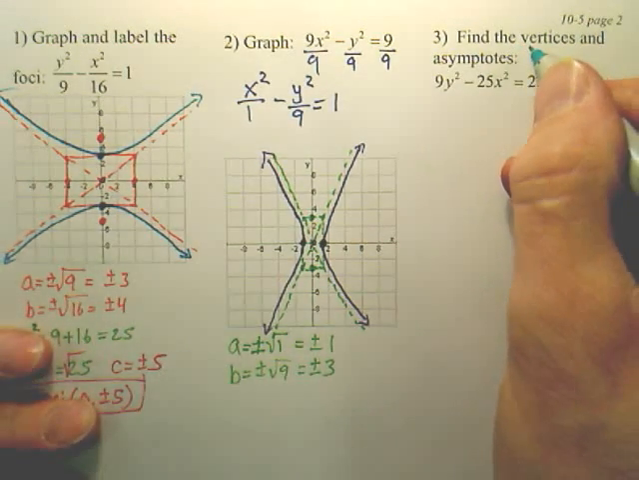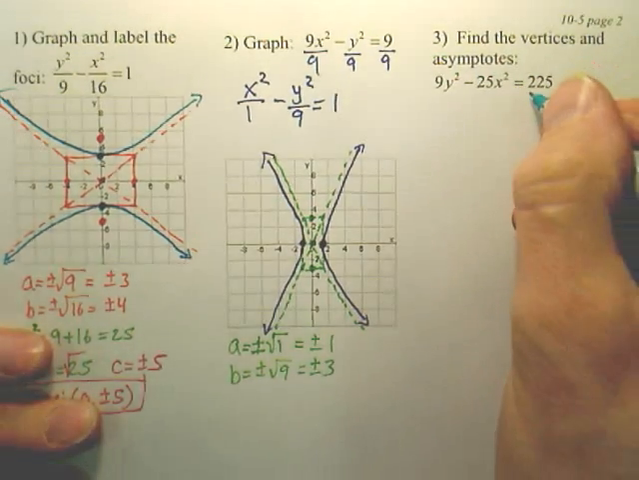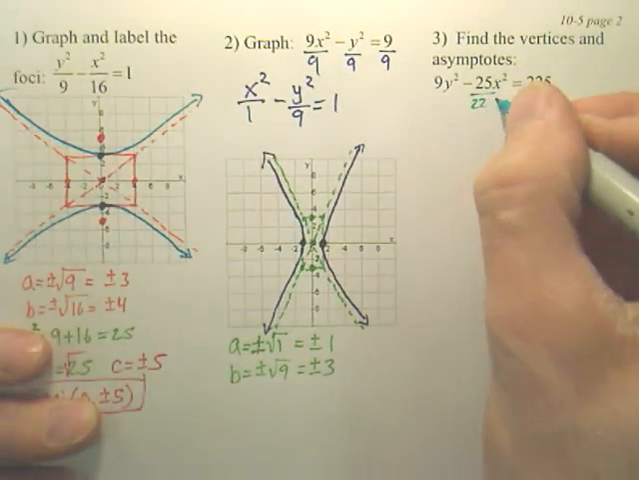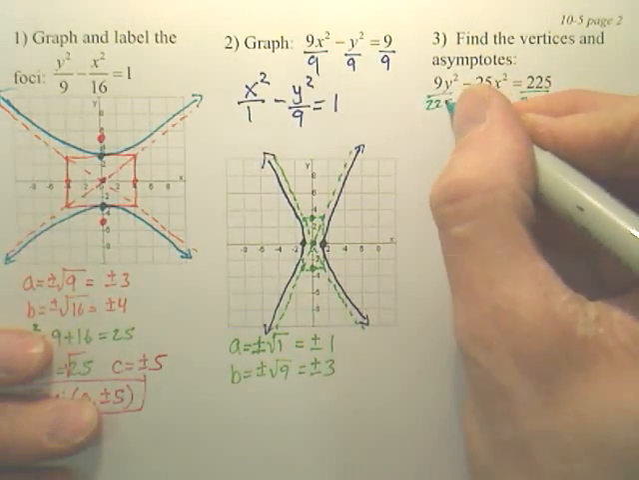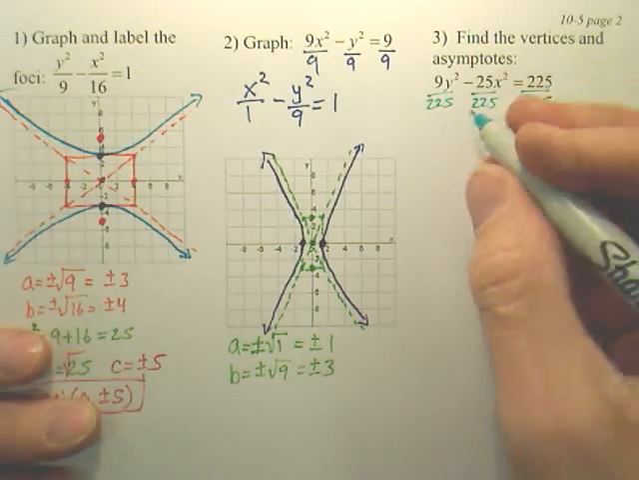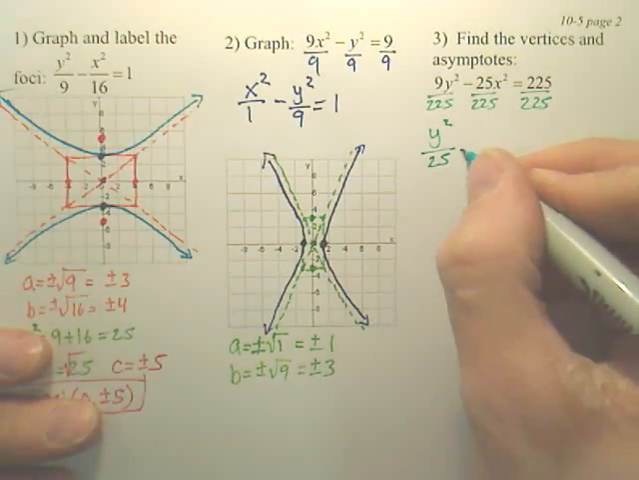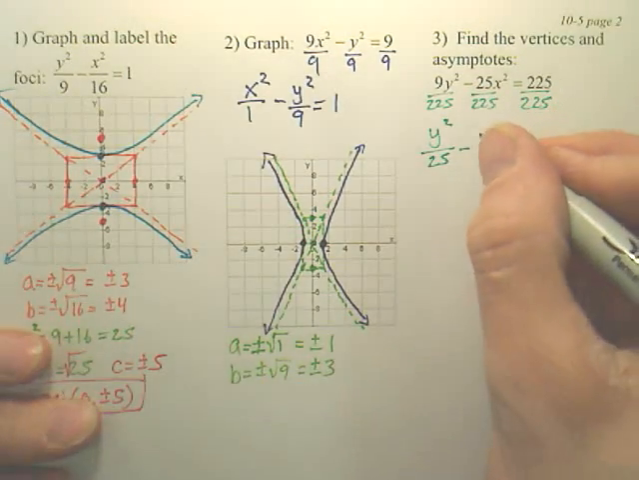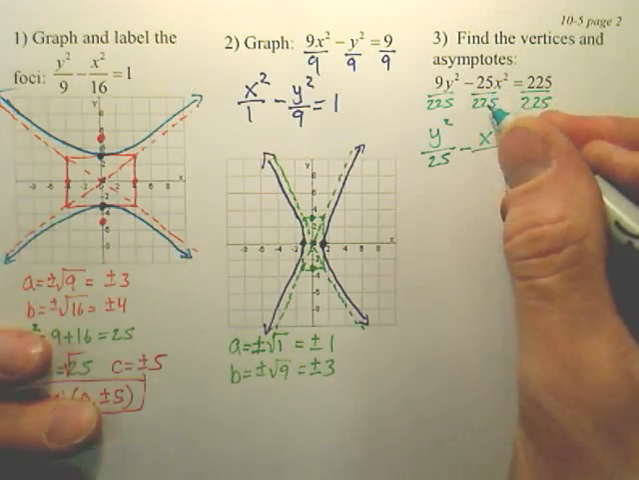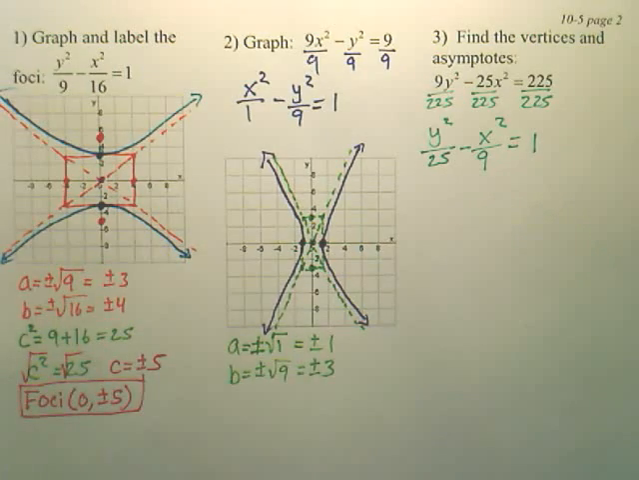Alright, the last one, we want the vertices and the asymptotes. So the vertices and asymptotes, that's all we need. So the first thing I need to do is divide everything by 225. When I do that, 9 goes into 225, 25 times. It looks like we have y squared over 25 minus x squared over 9, and that equals 1.